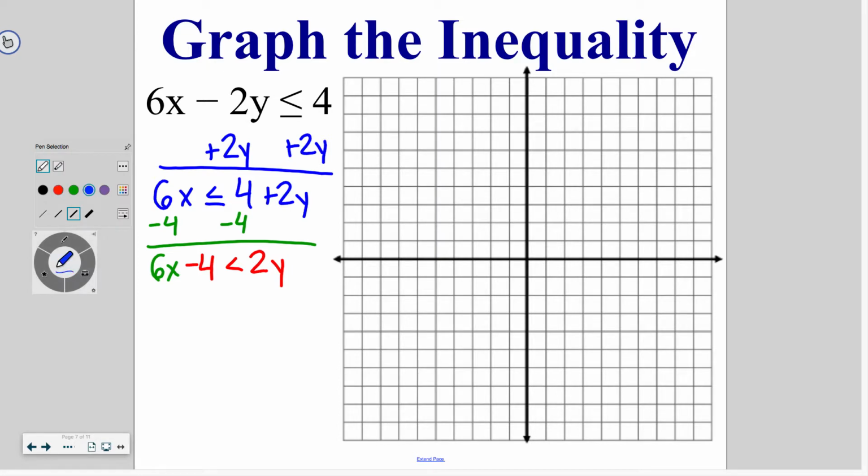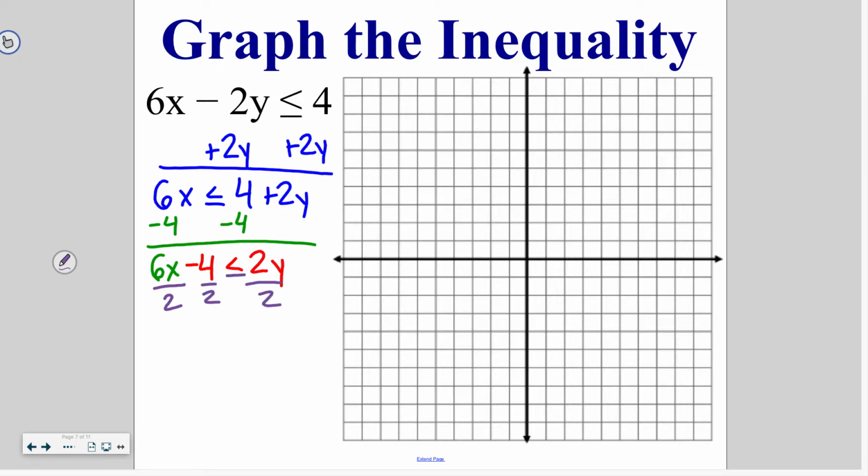I still have to, when I solve, divide everything by 2, less than or equal to. And we got 3x minus 2 is less than or equal to y. Same answer as we got before, just a different way of getting there. If you don't want to deal with the dividing by negatives, I would suggest adding the y first. So now when we come to our graph, we're starting at negative 2. We're going to go up 3 and over 1.